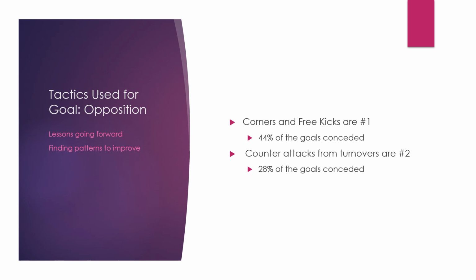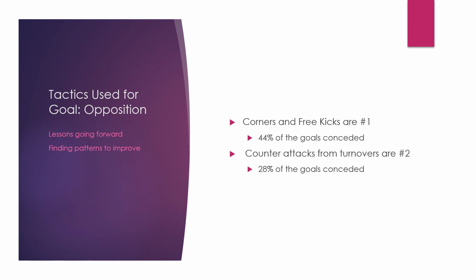The number two way of teams scoring against us is counterattacks from turnovers in bad locations. And generally, that's going to be a build out of the back issue. And that's okay. 28% of the goals conceded. There are going to be times where we are going to lose the ball when we try to have possession, when we try to build out of the back. That is our style of play.